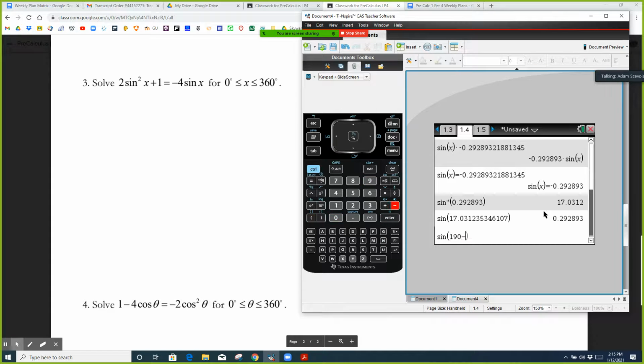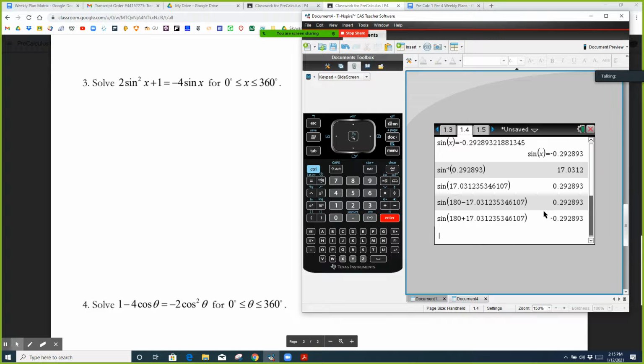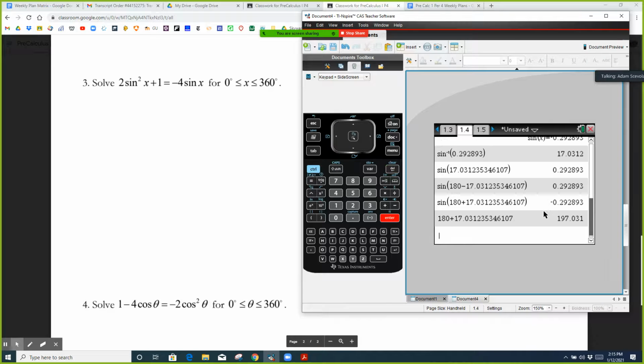If I did 180 minus that reference angle, it would also give me positive 0.2928 because that's in quadrant 2, where sine is positive. So I want to do 180 plus that reference angle. This angle here is one of my solutions. So 197.031 is one of my solutions.